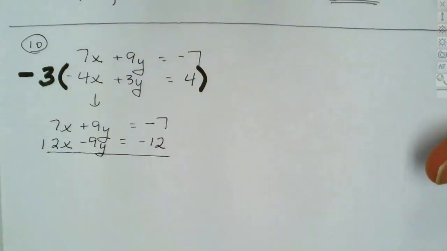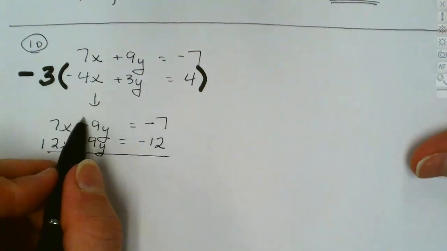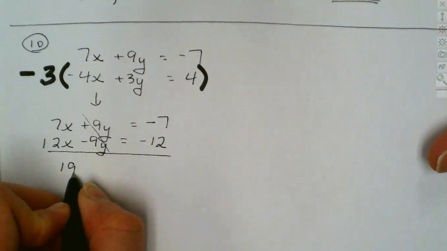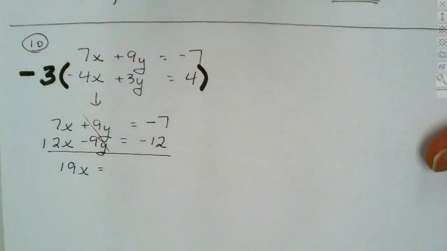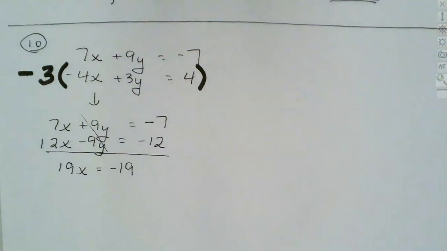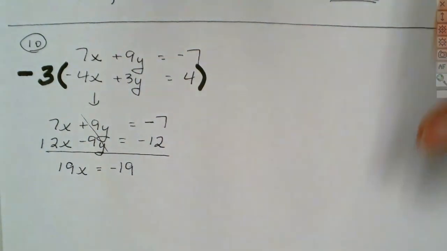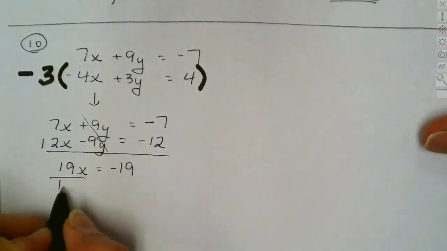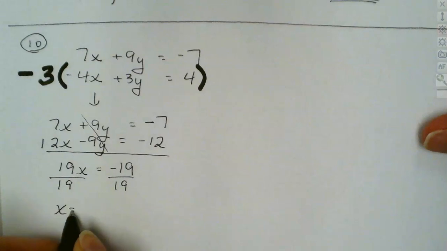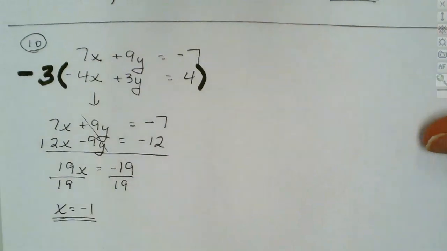We're going to go ahead and add these down. The y's in this case are going to cancel out. And 7 and 12 makes it 19x. And minus 7 and minus 12, that makes it a minus 19. Divide by your 19. And now we've got x equaling a negative 1, don't we?